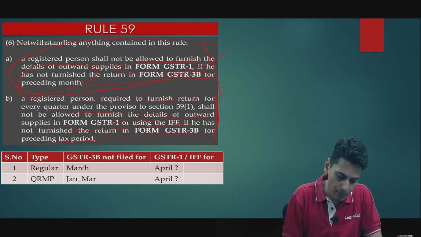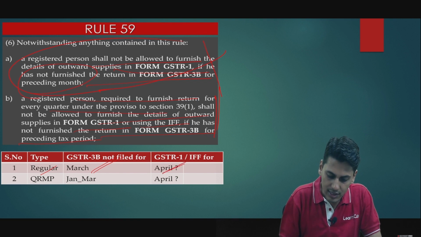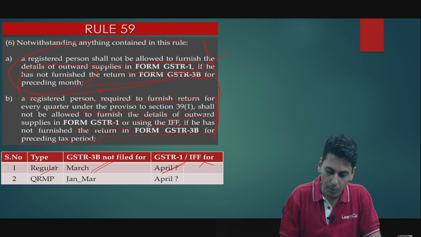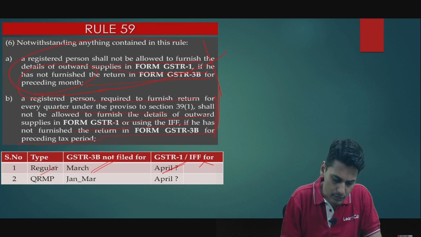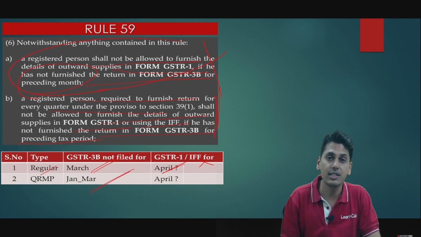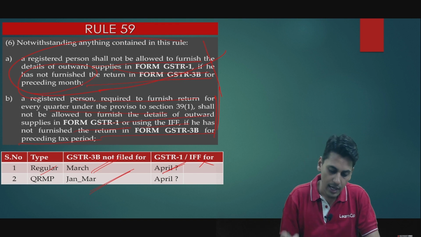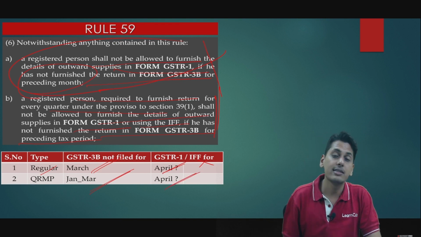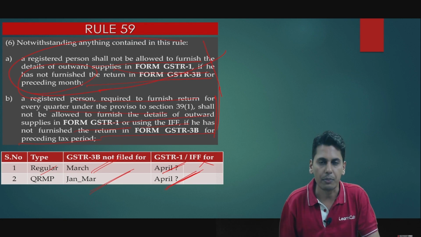So friends, if a person is under the regular scheme and has not filed 3B for March, he would not be in a position to file GSTR 1 for April. If he is under the QRMP scheme and has not filed GSTR 3B for the quarter January to March, he would not be in a position to file his IFF for the month of April.